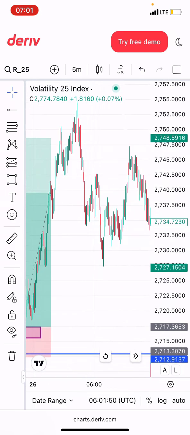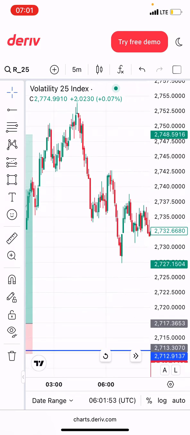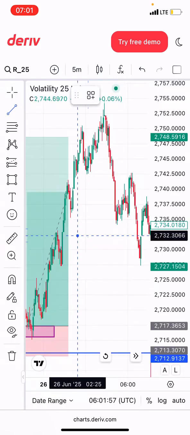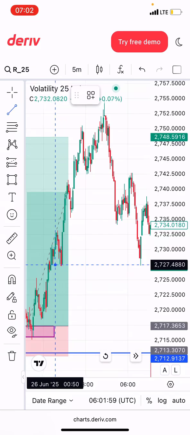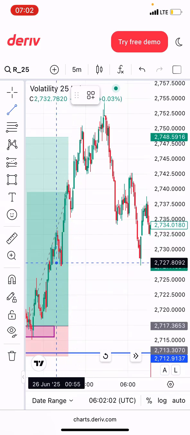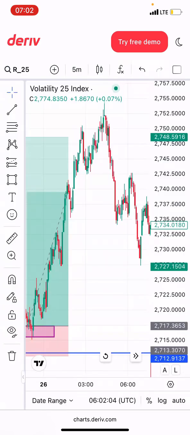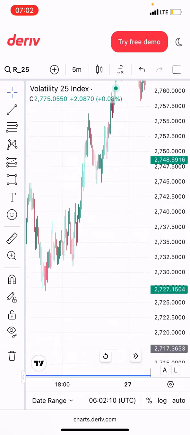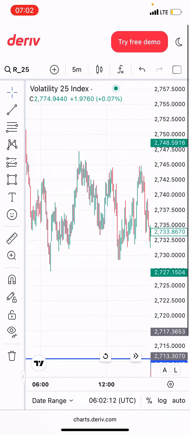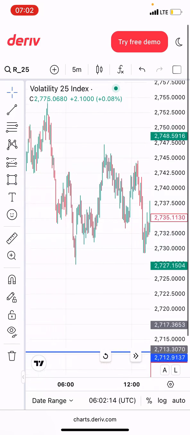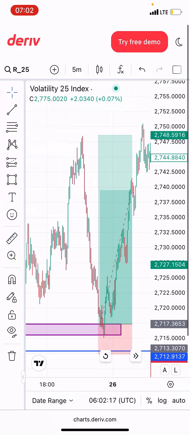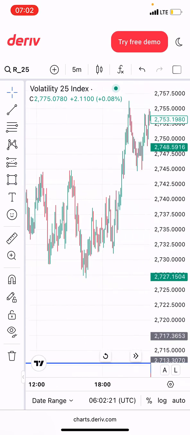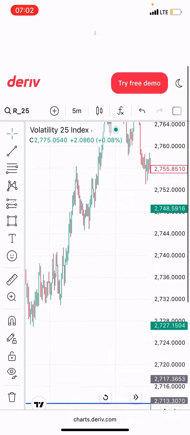So what do we have here? We have a sweep of liquidity right about here. Is it a clear sweep? Not really. Price didn't sweep it the way we want. So that's invalid. I haven't seen any invalid setup here. Actually, I haven't seen any. It's kind of rare to find an invalid setup.